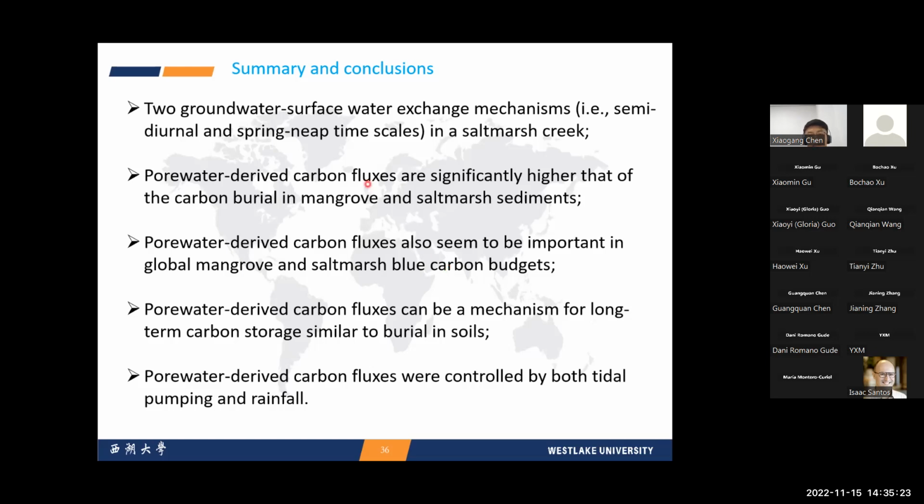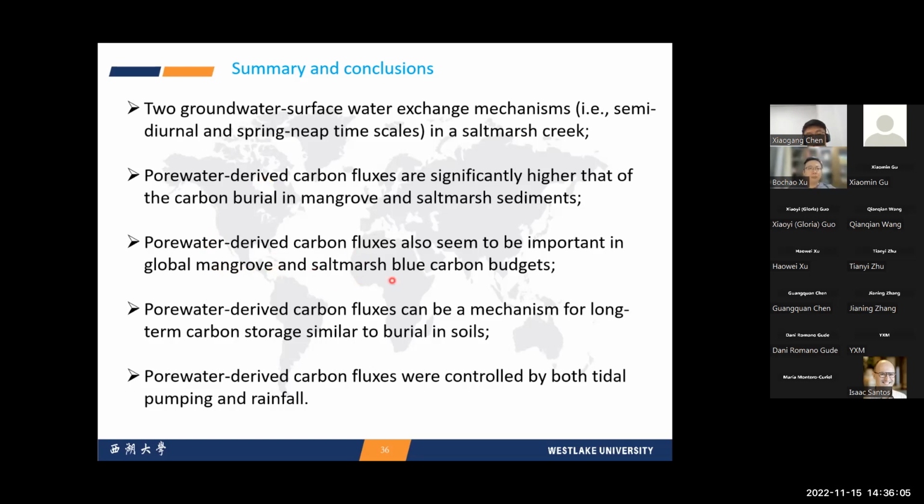First, in our salt marsh study site, we identified two groundwater-surface water exchange mechanisms, including the barrel flushing at the semi-diurnal time scale, and also the spring-neap exchange at the weekly time scale. Our results suggest the porewater-derived carbon fluxes were significantly higher than the carbon burial in mangrove and salt marsh sediment. Porewater-derived carbon fluxes seem to be important in the global mangrove and salt marsh blue carbon budget.